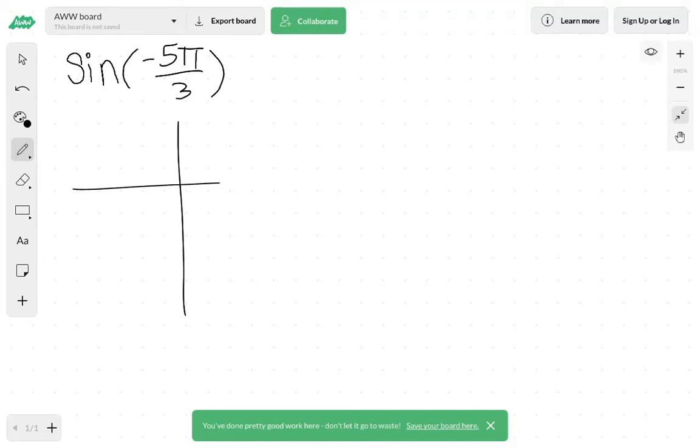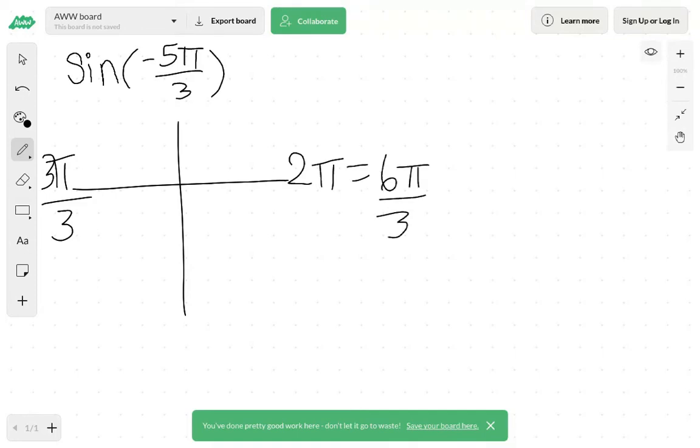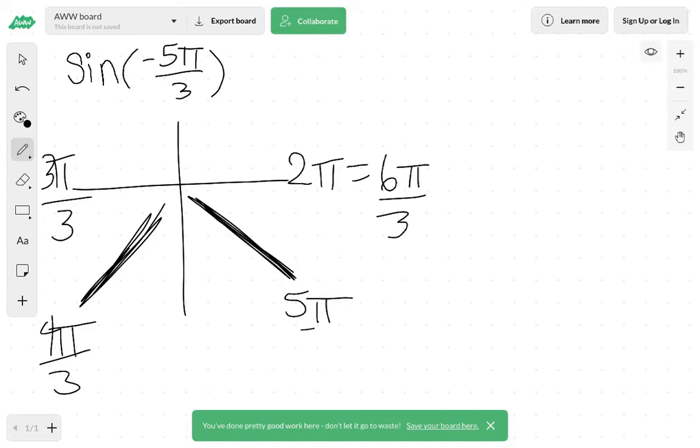So I know that on my unit circle, if I'm counting by thirds, over here at pi, if I change it to thirds, would be 3 pi over 3. And over here at 2 pi, if I change it to thirds, would be 6 pi over 3. Which means that I only have 4 pi over 3 and 5 pi over 3 to be in between there. So 4 pi over 3 must be over here in the third quadrant, and 5 pi over 3 must be over here in the fourth quadrant, making this one 4 pi over 3, and this one 5 pi over 3.